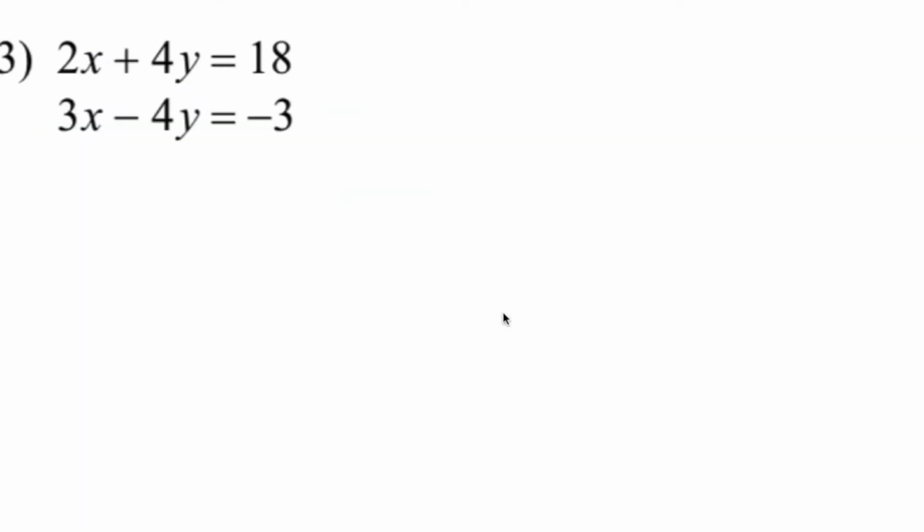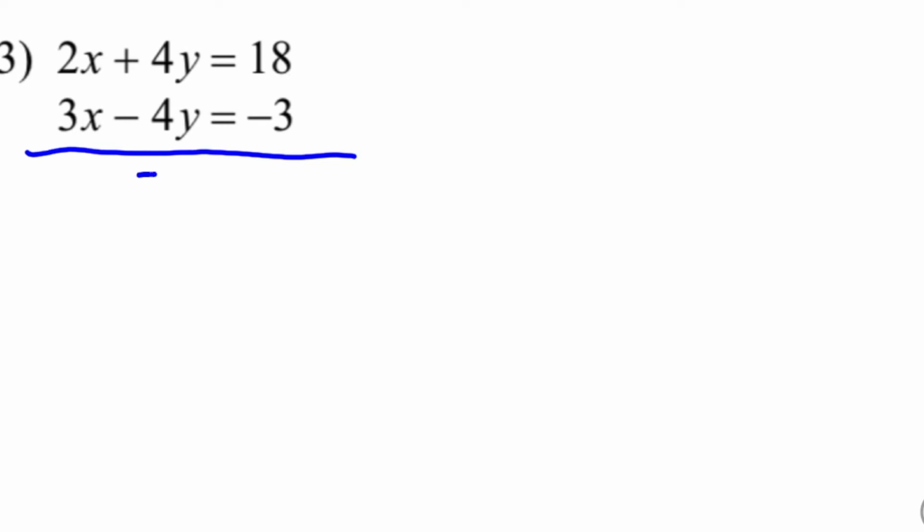All right, let's keep going here. This one's really nice because it's already set up for us. We have the same number in front of the same variable with different signs. Okay, that's what we want. So we have a positive 4y and we have a negative 4y. So this is already set up for us. We are ready to add the columns.